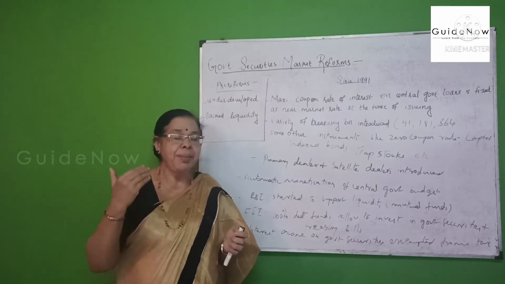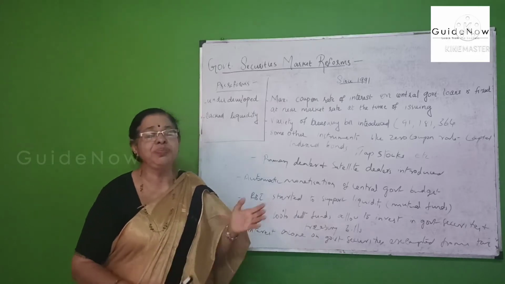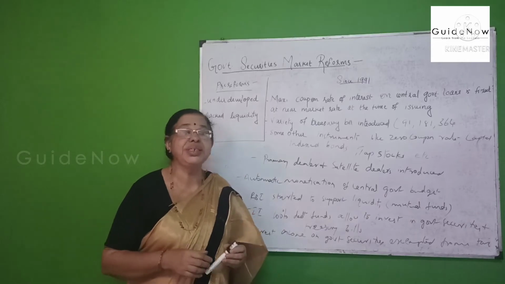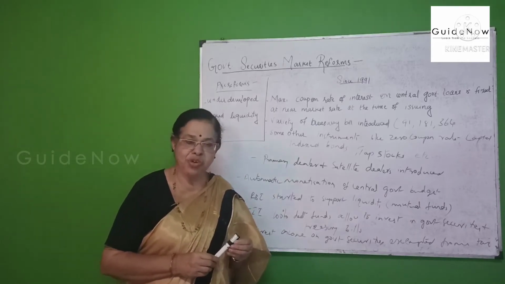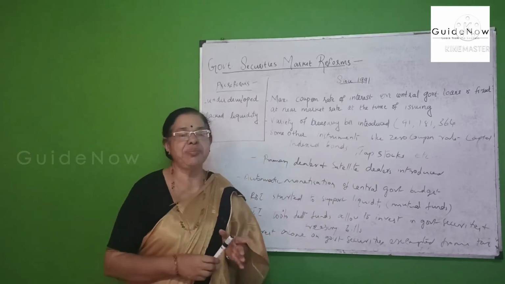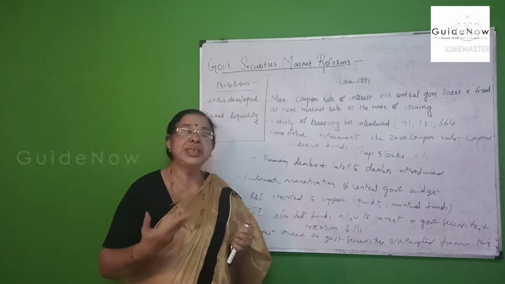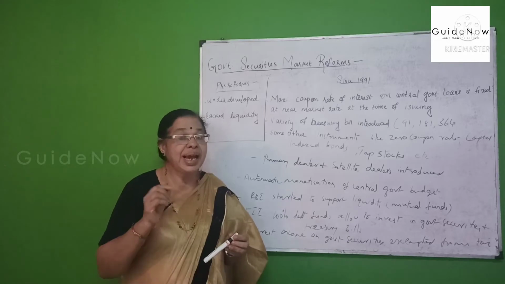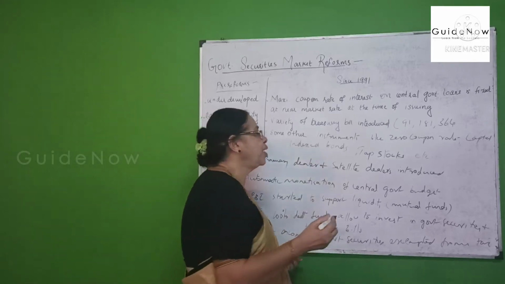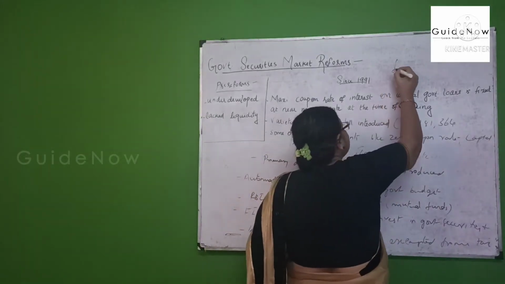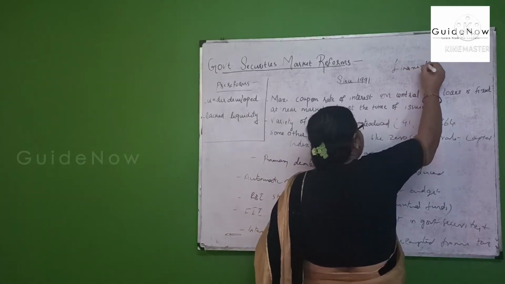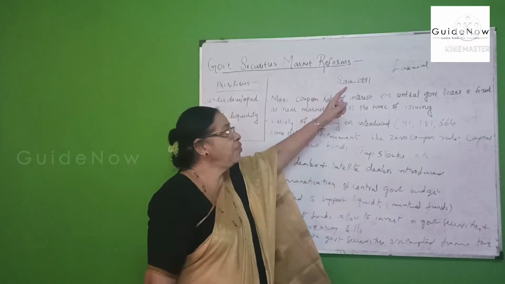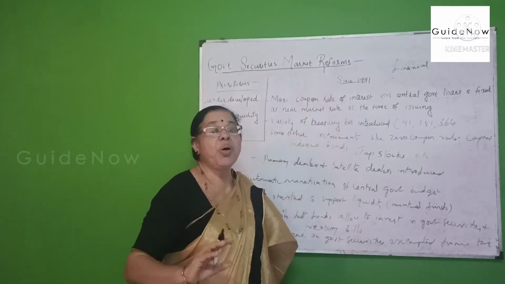We completed banking sector reforms and also money market reforms. And third is the government securities market reform. Firstly, what is meant by government securities or the securities market? The securities market is considered a component of the financial market, where securities are bought and sold.